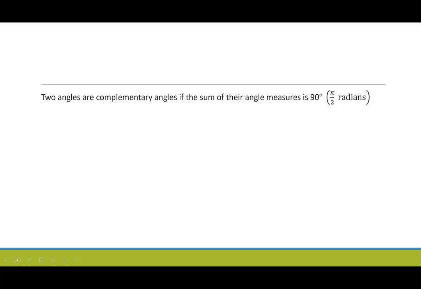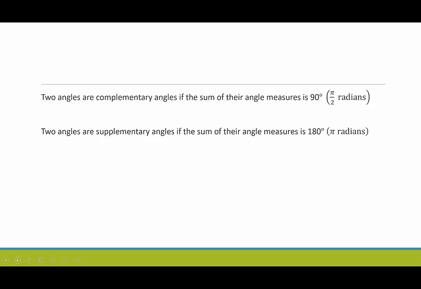So complementary, 90 degrees. If two angles are supplementary, that means that their angle measures sum to 180 degrees or pi radians. And of course you can remember that because 180 degrees is a straight line, just like a supplement. Okay, that one didn't work, but complementary and 90 does work. Supplementary angles are 180.